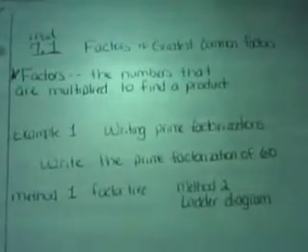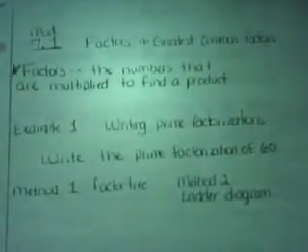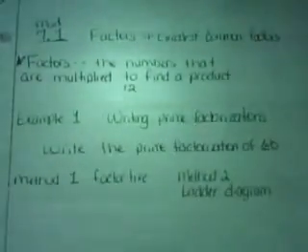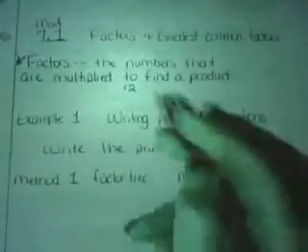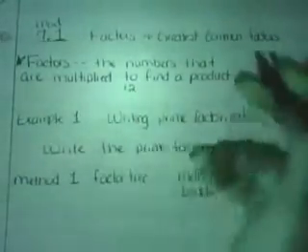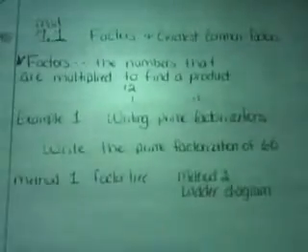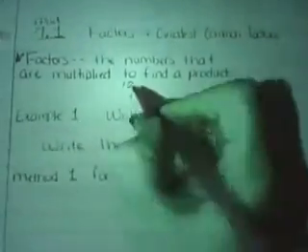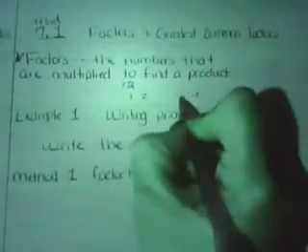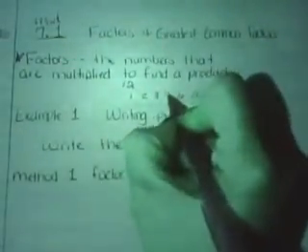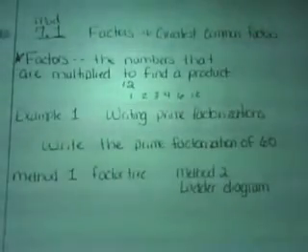7.1, factors and greatest common factors. Factors are the numbers that are multiplied to find a product. So if I ask you to find the factors of 12, what goes into 12? 1 times 12 gives me 12. 2 times 6 gives me 12. And 3 times 4 gives me 12. Those are your only factors of 12.